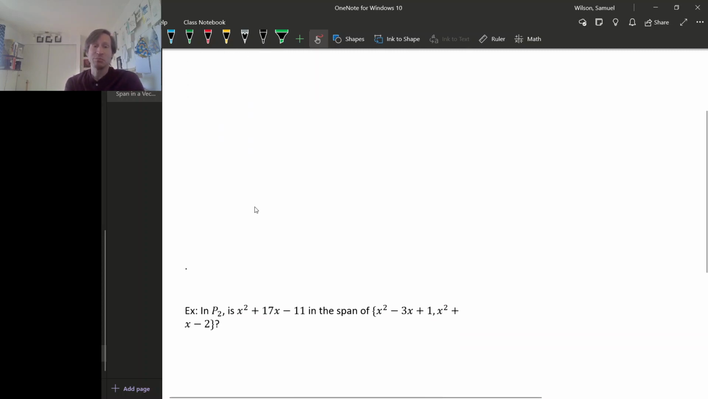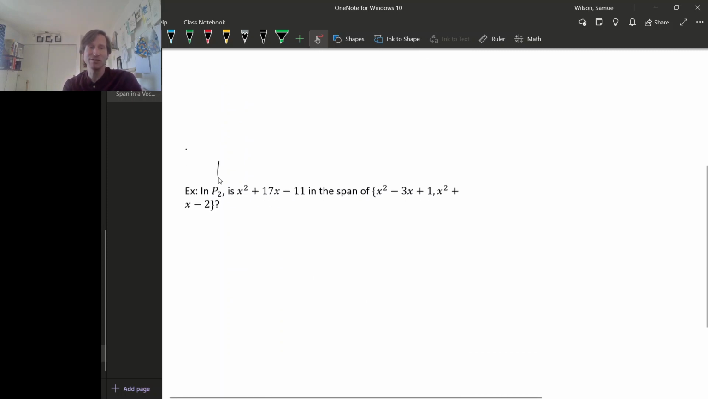Okay, so as an example, let's look at polynomials. So remember, P sub 2 is all polynomials of degree less than or equal to 2. We could ask, here's a polynomial, let's call it P. So here's a polynomial of degree less than or equal to 2. Is it in the span of these other two polynomials? Let's call these P sub 1 and P sub 2.